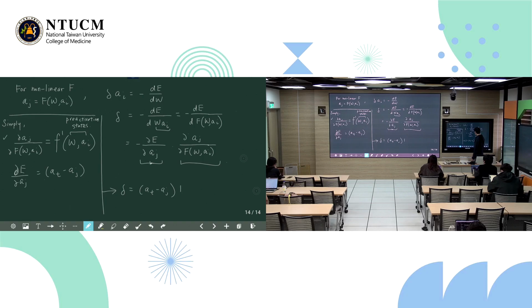In the nonlinear case, f, small f. This is the nonlinear case, and in the linear case, this was AI as linear.